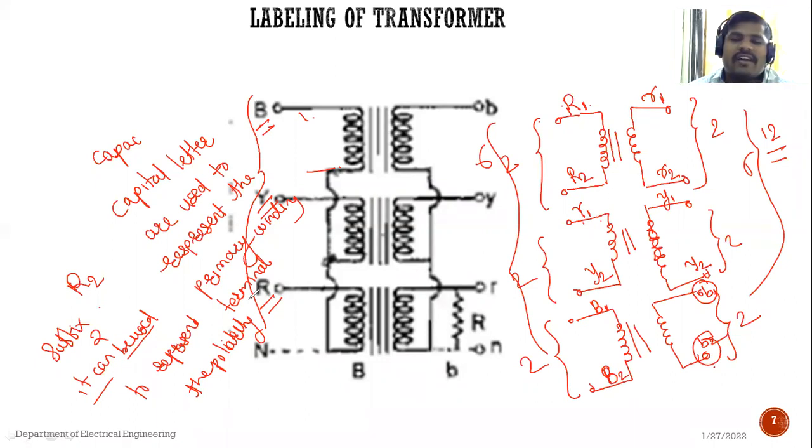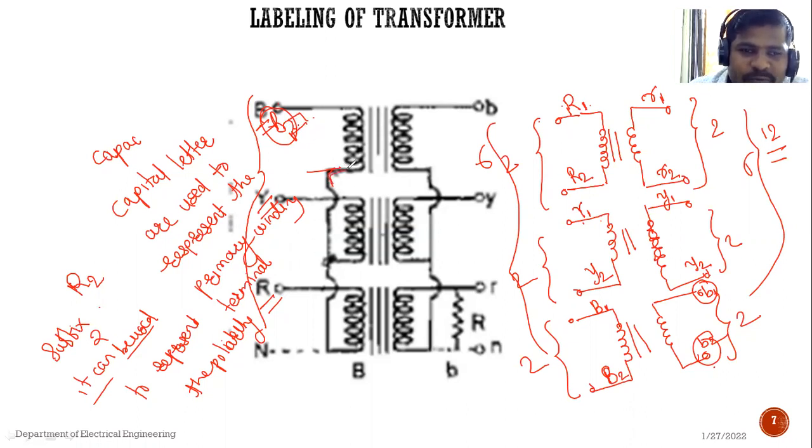Polarity, or this is called labeling. We can call it a label of B, or it may be a name B, that means the B phase. Capital represents the primary winding. Suppose suffix 1 is given, that means negative polarity. Suffix 2 is given, it is nothing but positive polarity. Here it is negative polarity.